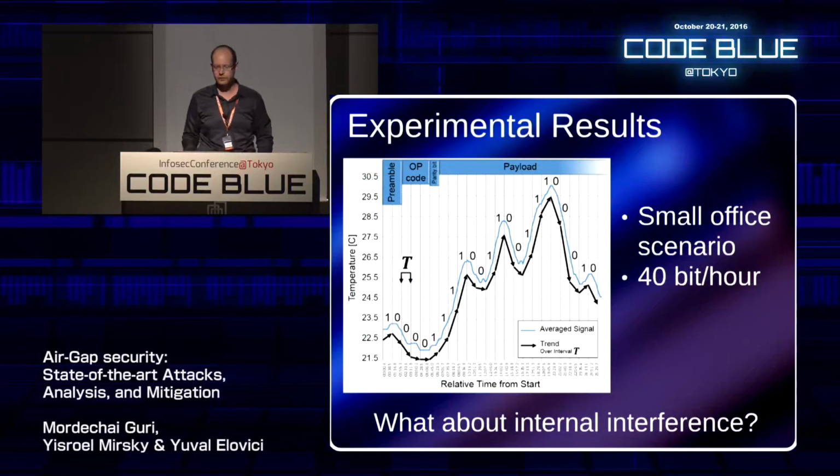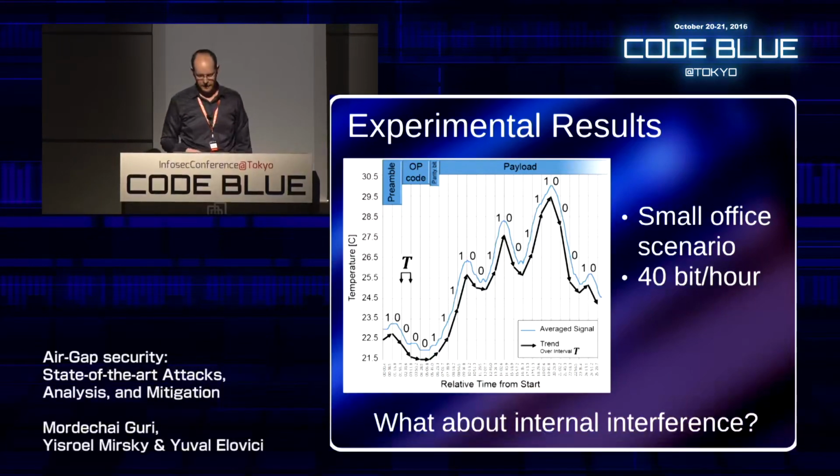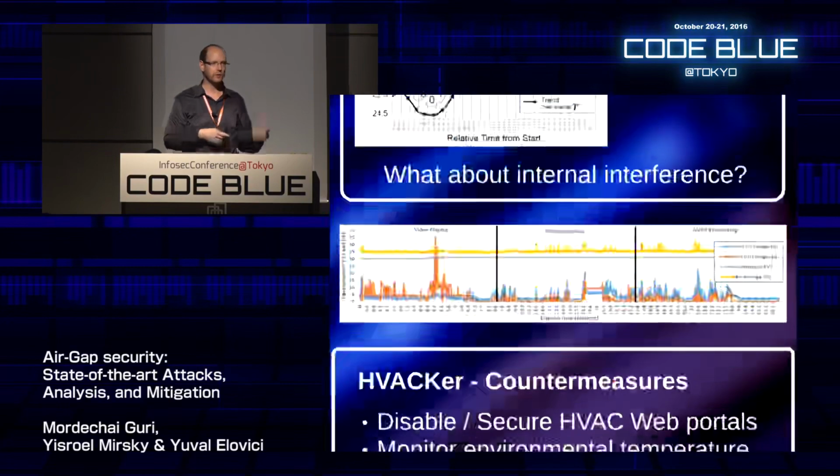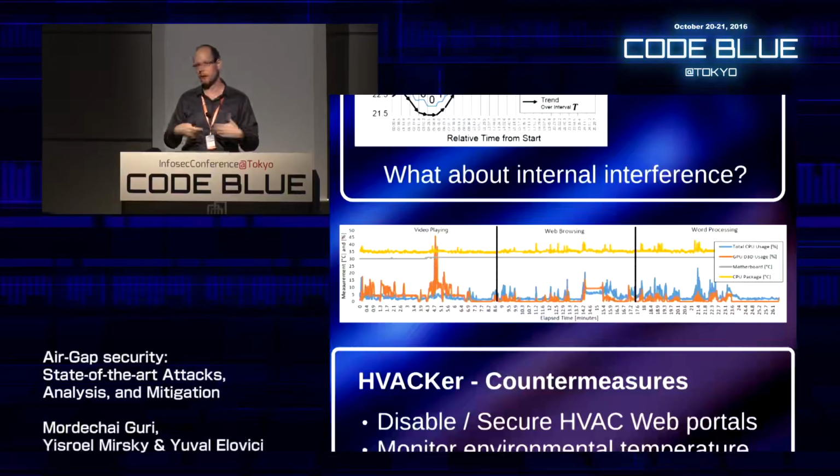So in our experimental results in a small office scenario, we got about 40 bits per hour, which is actually quite a lot when all you want to do is send a command saying, start this activity or start that activity. But the question you may think about is, what about internal interference? When a computer is performing different operations, it may heat up, it may cool down, and it may affect the channel that we've built here.